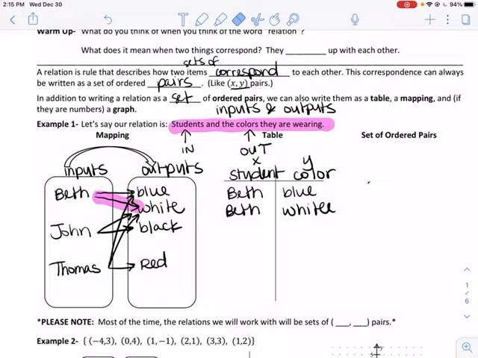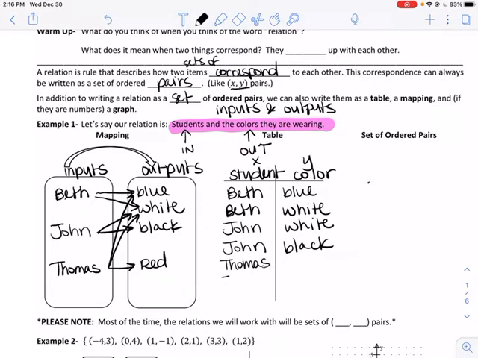Now let's do the John entries. He's wearing two colors, so I'm going to put him twice. He's wearing white and black. Oh, sorry, I added an extra E onto white. There we go. And then Thomas, he's wearing three colors, so we'll put him three times. And then it was red and white and blue.